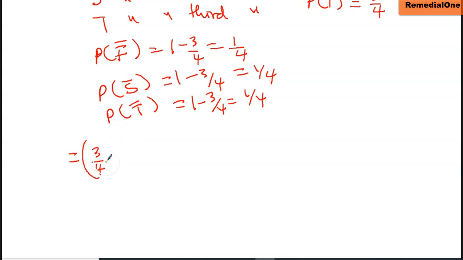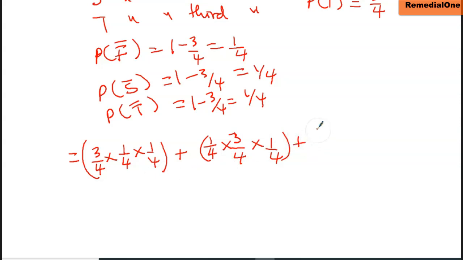So therefore, the probability that one of them will germinate is, in brackets, the first will germinate, 3 on 4, and then the rest will not germinate: 1 over 4 times 1 over 4, plus the second will germinate, the rest will not germinate, 1 over 4, plus another one: the first will not germinate, the second will not germinate, then the last one, the third one, will germinate.